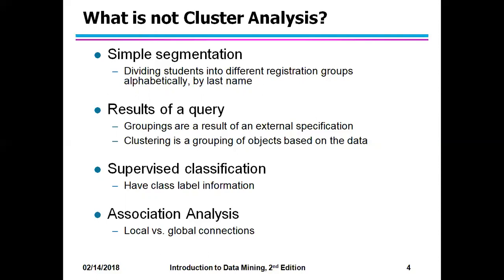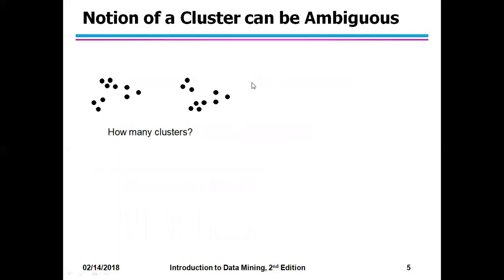Supervised classification, what do you mean by that? It has class label information, so that's called supervised classification. Then there is association analysis, local versus global connections. I do not relate any of these fields with the term cluster analysis. The notion of a cluster can be ambiguous, keep that in mind. Given these data sets with me, I cannot straight away say that only this many clusters can be formed.